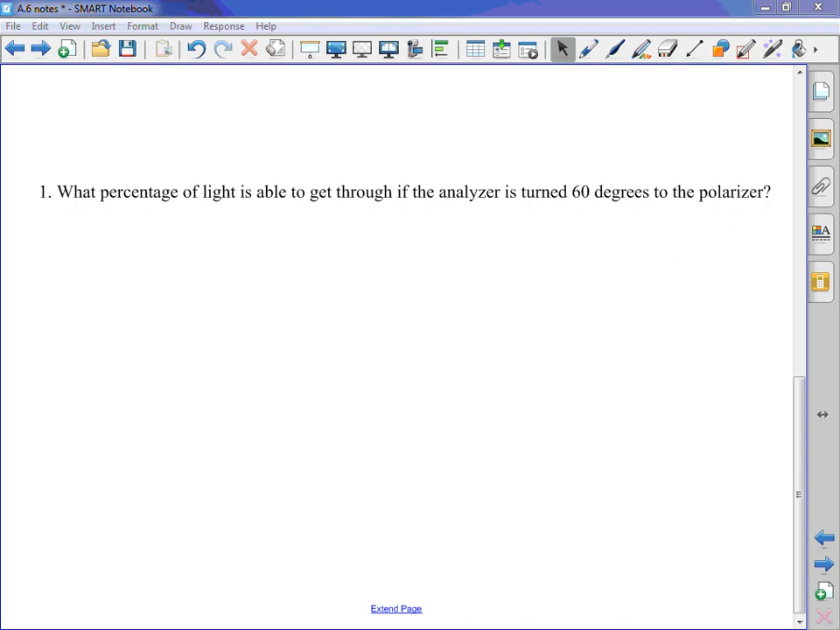With actual intensity of light, or you can do it with percentages. It doesn't matter. It still works the same. So let's just do a problem with percentages here. Just straight percentages, not even having to get to the intensity of light. What percentage of light is able to get through an analyzer turned 60 degrees to the polarizer?